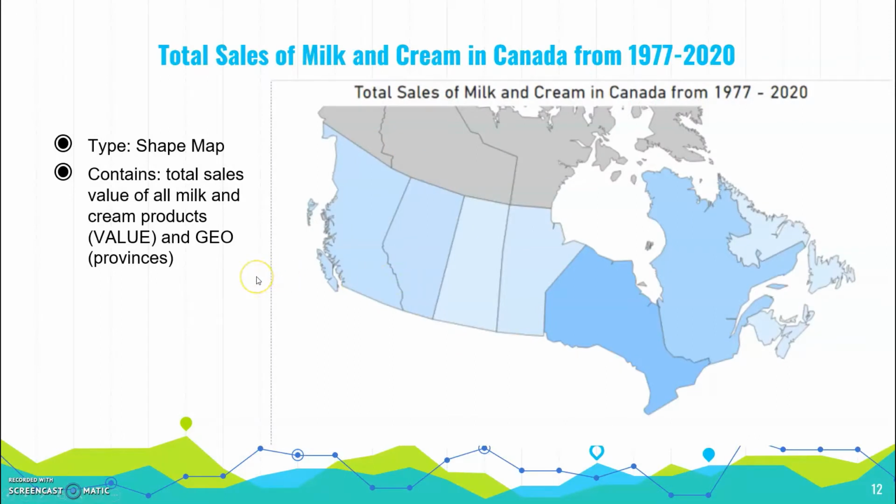Next is total sale of milk and cream in Canada. In this one, I use the shape map. I have the total sale values and the geo province. As you can see here, Ontario is the first one with the most selling and producing, and then Quebec, and the least one is Northwest Territories, as you can see in the red color.